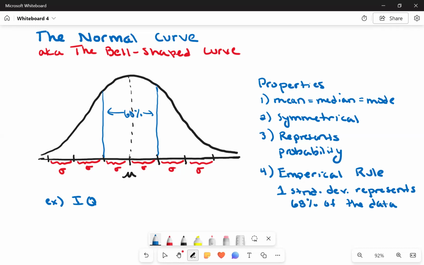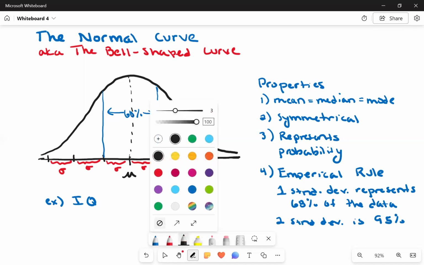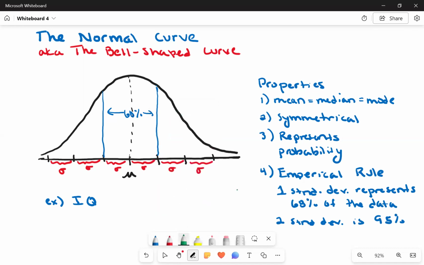Okay, 2 standard deviations is 95% of the data. So let me go another standard deviation here. I'm going to switch to a different color. All right, green. Thank you. Okay, so one more standard deviation away from the mean.